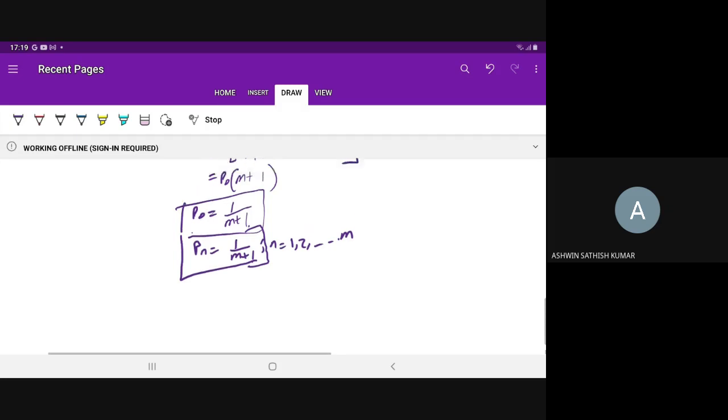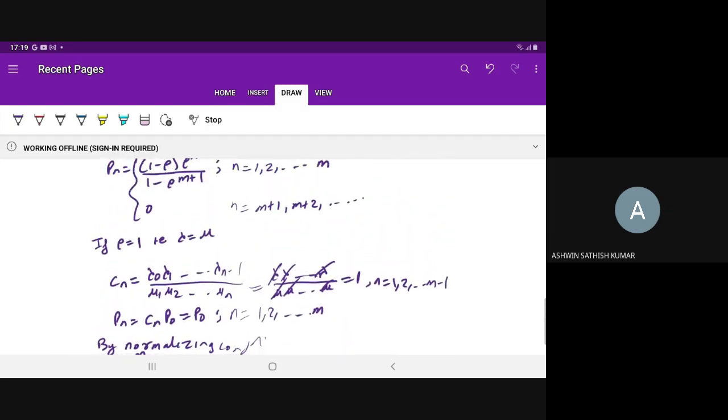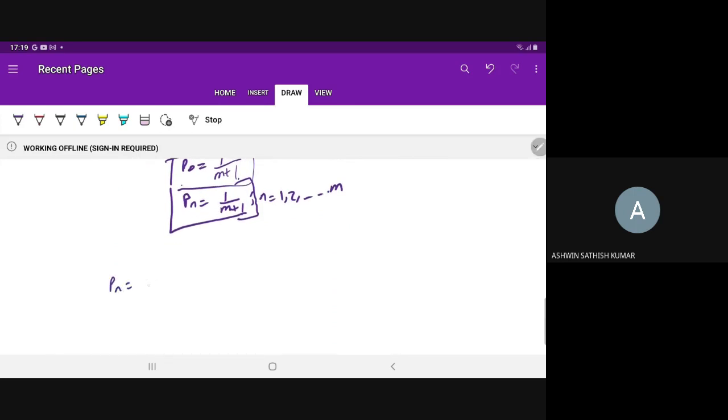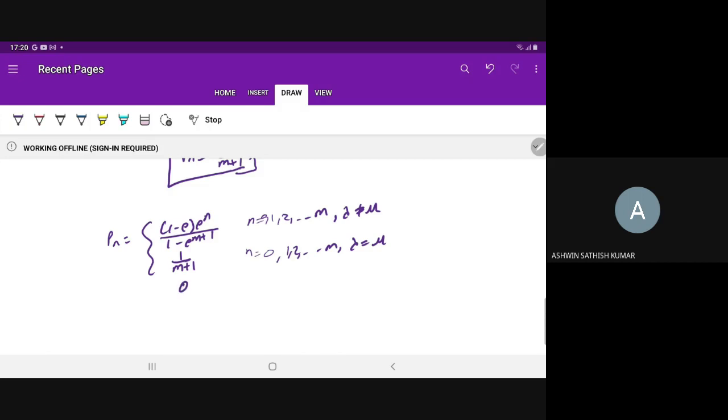So we have computed the state probabilities pn when lambda is not equal to mu and when lambda is equal to mu. So now we can write pn is equal to 1 minus rho to power n upon 1 minus rho to power m plus 1, for n is equal to 1 to m, or 0 will also work here, so 0 to m, and lambda not equal to mu. It is 1 upon m plus 1 for n is equal to 0, 1, 2 up to m, and lambda is equal to mu. And it is 0 elsewhere. So these are your state probabilities.